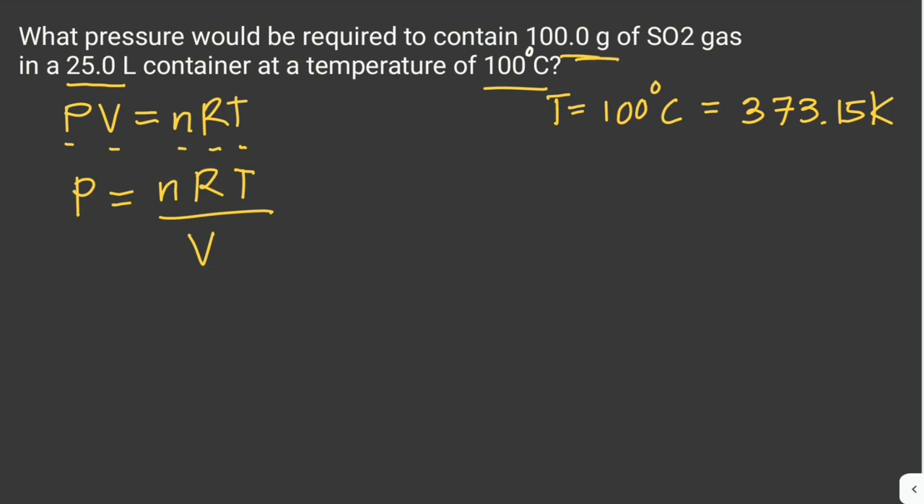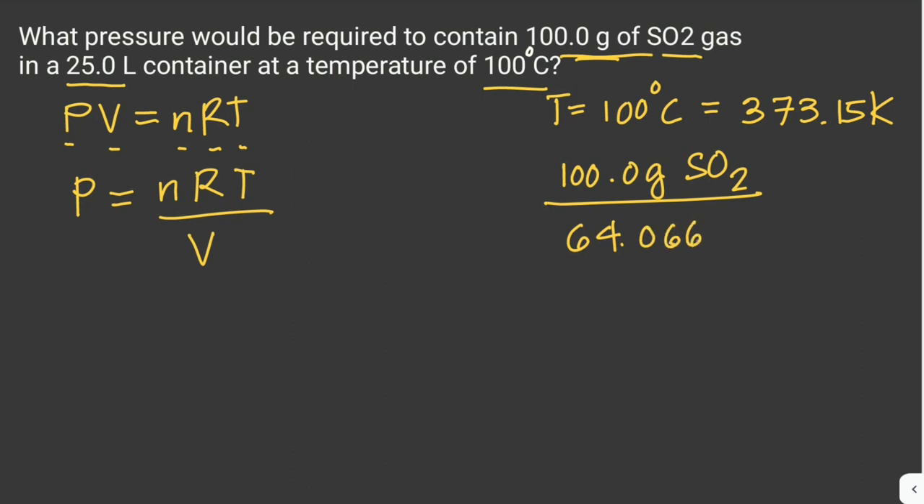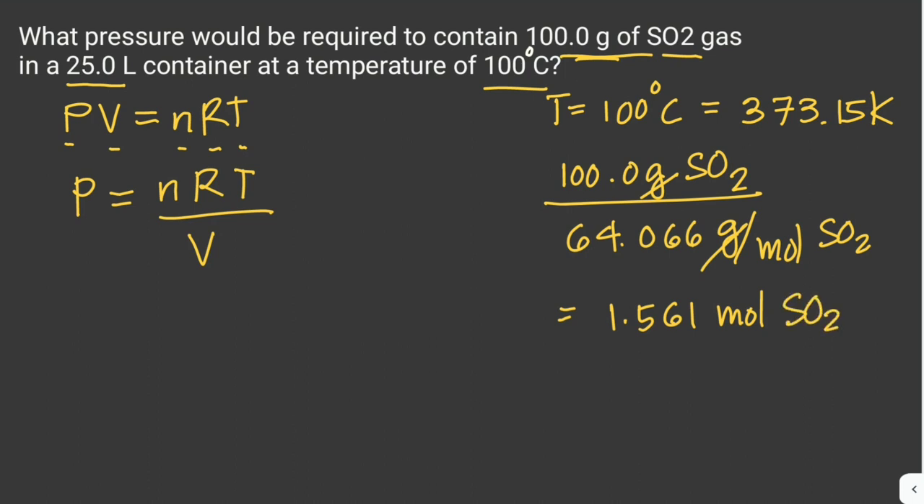We're given here the mass of SO2 gas, so we need the molecular mass of SO2. So we just have to divide the given mass, which is 100 grams of SO2 gas, by its molecular mass, which is just equal to 64.066 grams per mole SO2. Grams here cancel out, so we're left with number of moles. So the number of moles SO2 is just equal to 1.561 moles SO2.